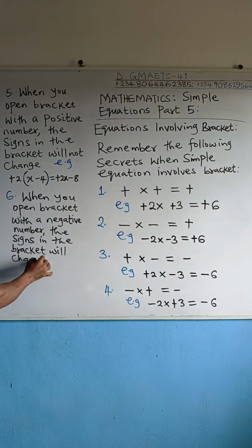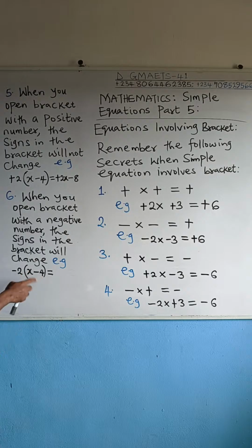I'll give you an example there to understand what we mean. The signs in the bracket will change. So this is the example I have here. Assuming you have minus 2 this time around, open bracket, x, and then minus 4. What will you get?